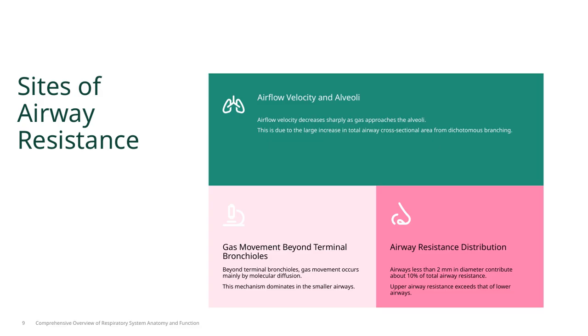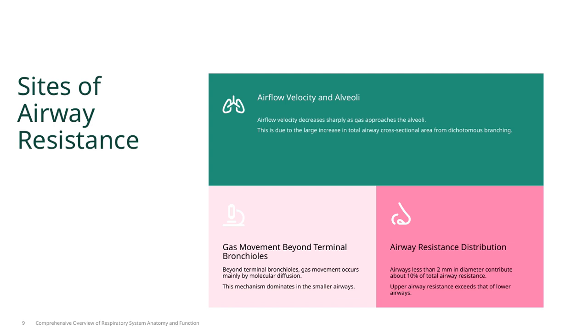Moving beyond the terminal bronchioles, the way gas moves shifts significantly. Instead of bulk flow, it primarily occurs through molecular diffusion. This diffusion process is vital because it allows gases like oxygen and carbon dioxide to move across very small distances efficiently, especially in the smaller airways where flow velocity would be too slow or insufficient for bulk movement.